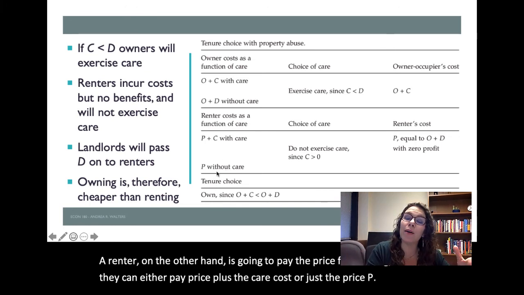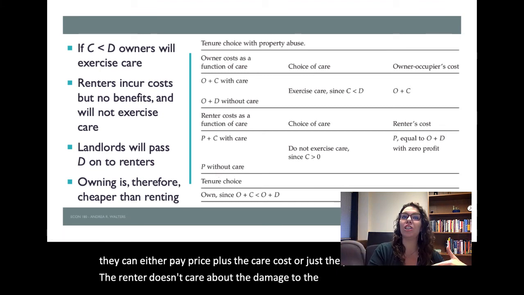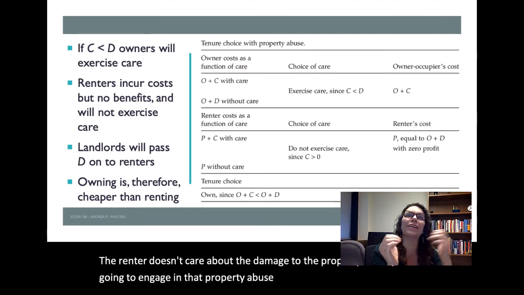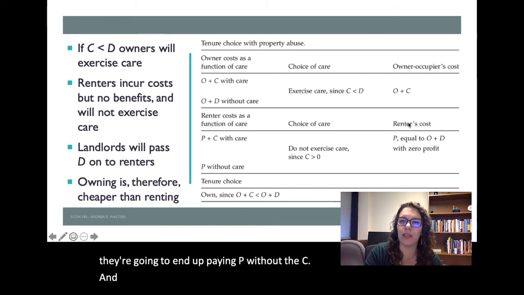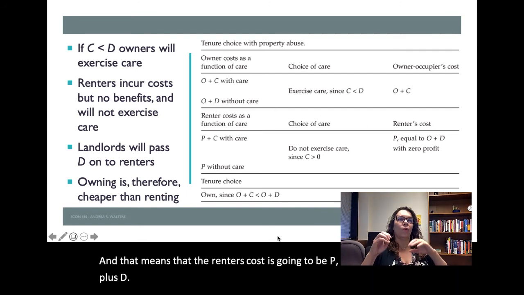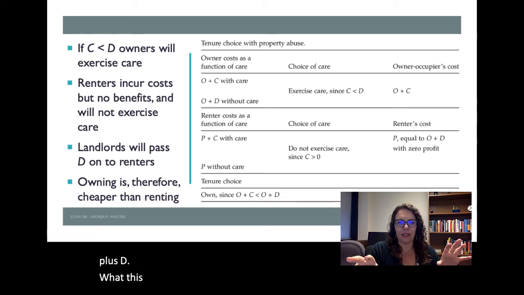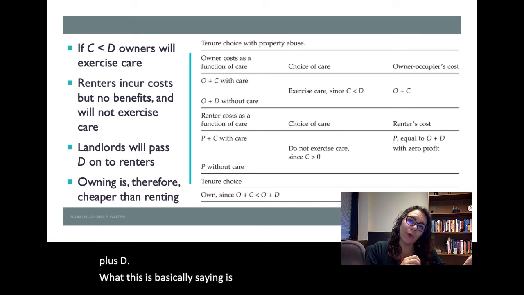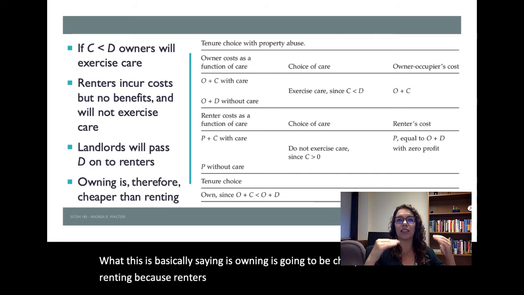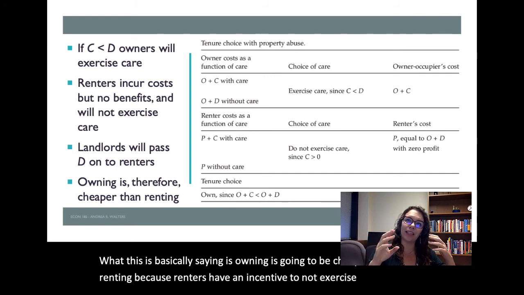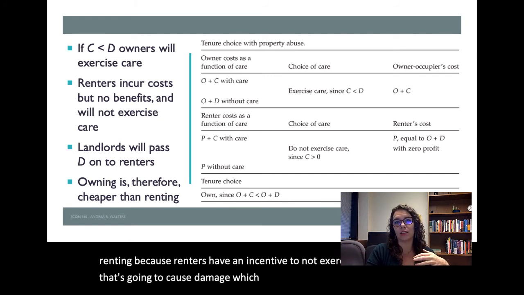The renter doesn't care about the damage to the property, so they're going to engage in that property abuse or lack of care. And so they're going to end up paying P without the C, and that means that the renter's cost is going to be P, which is equal to O plus D. What this is basically saying is owning is going to be cheaper than renting because renters have an incentive to not exercise care, and that's going to cause damage, which is going to raise the cost of renting.